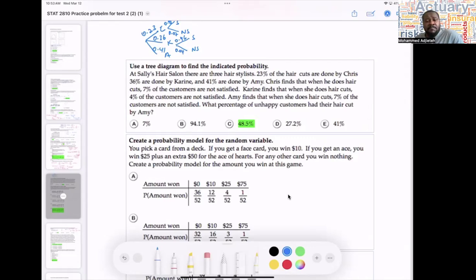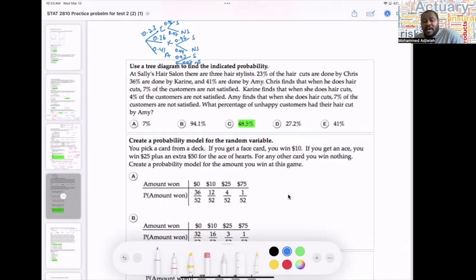And then Amy finds that when she does haircuts, 7% of the customers are not satisfied. So for Amy, satisfied, not satisfied. And so we can see that here would also be 0.93, and then here will be 0.07. So this is how to represent this information on the tree diagram.